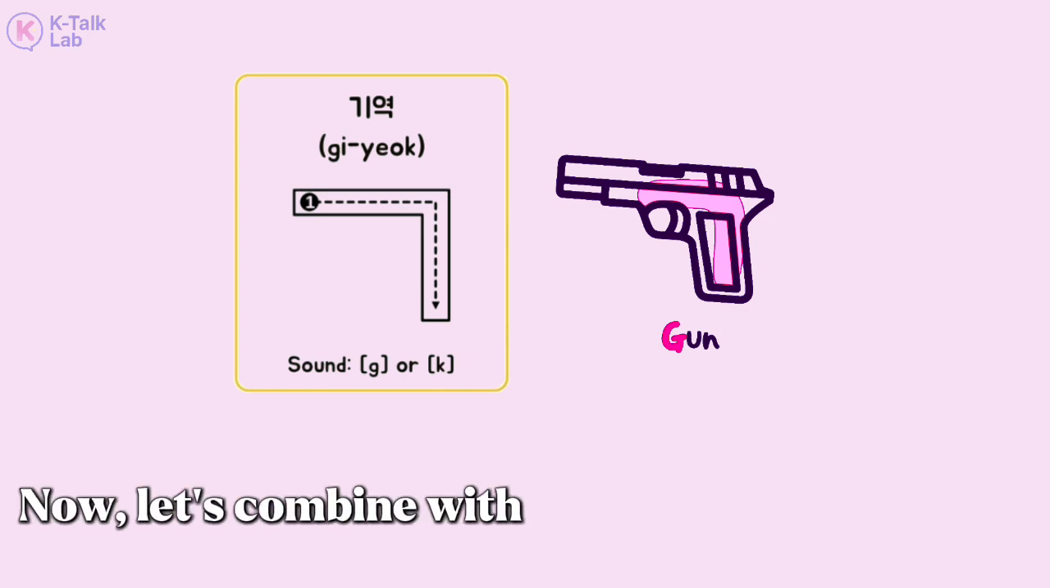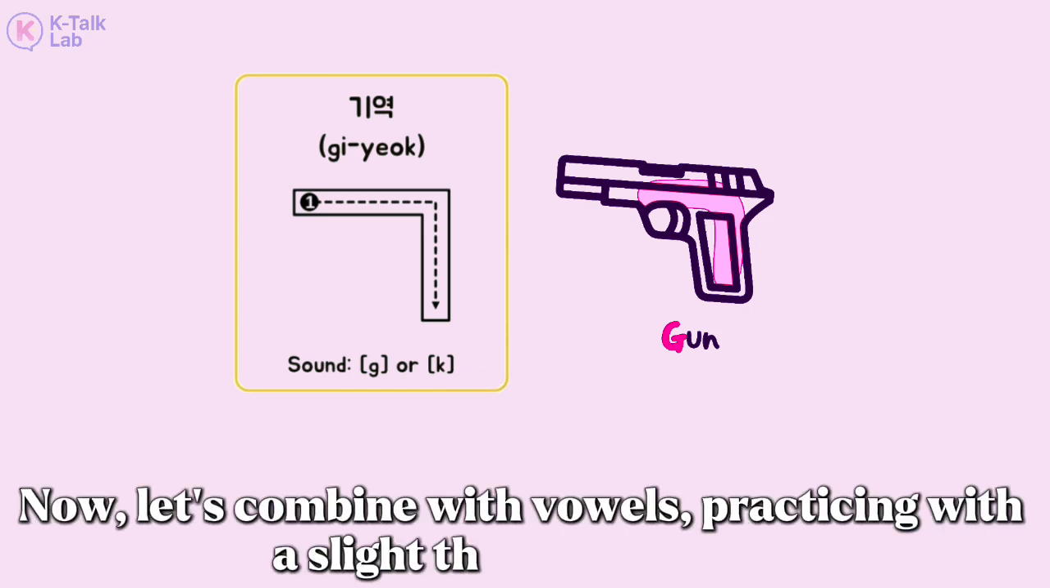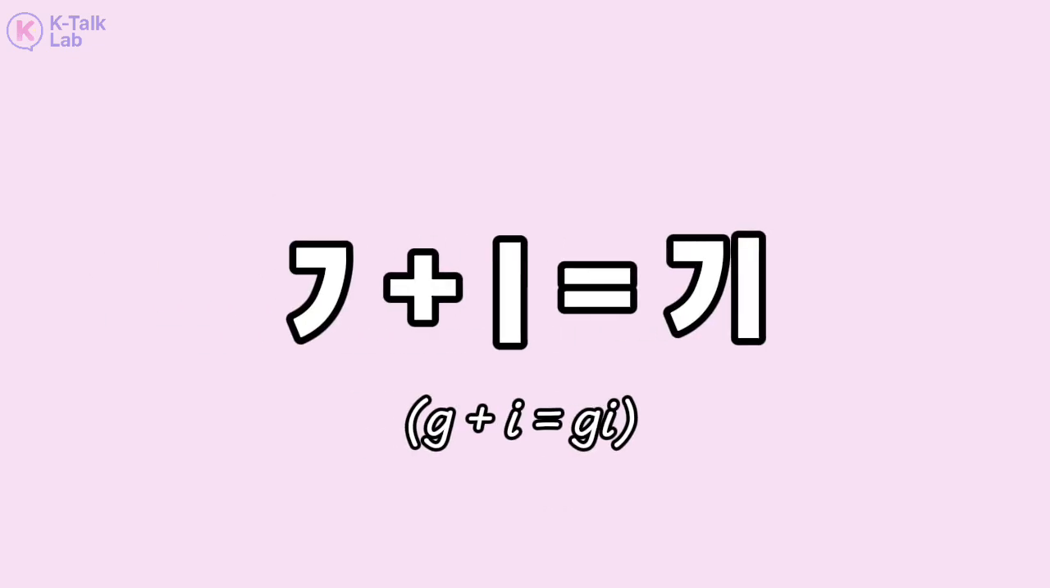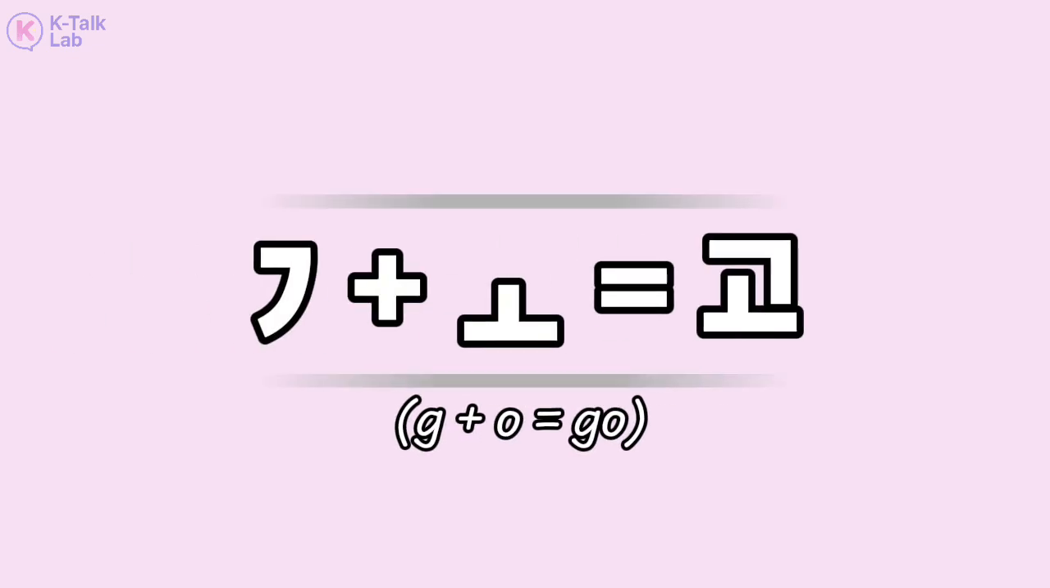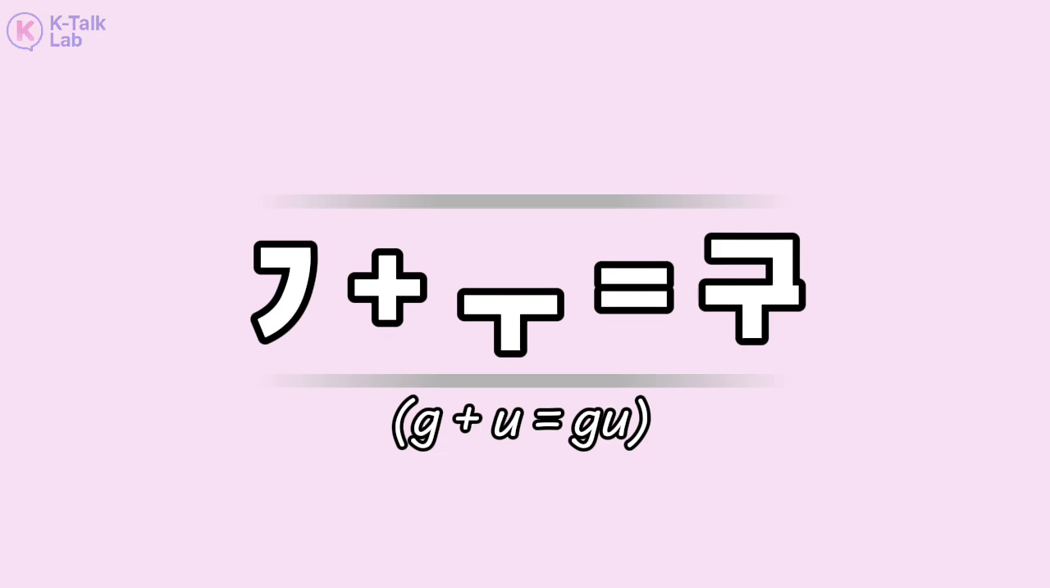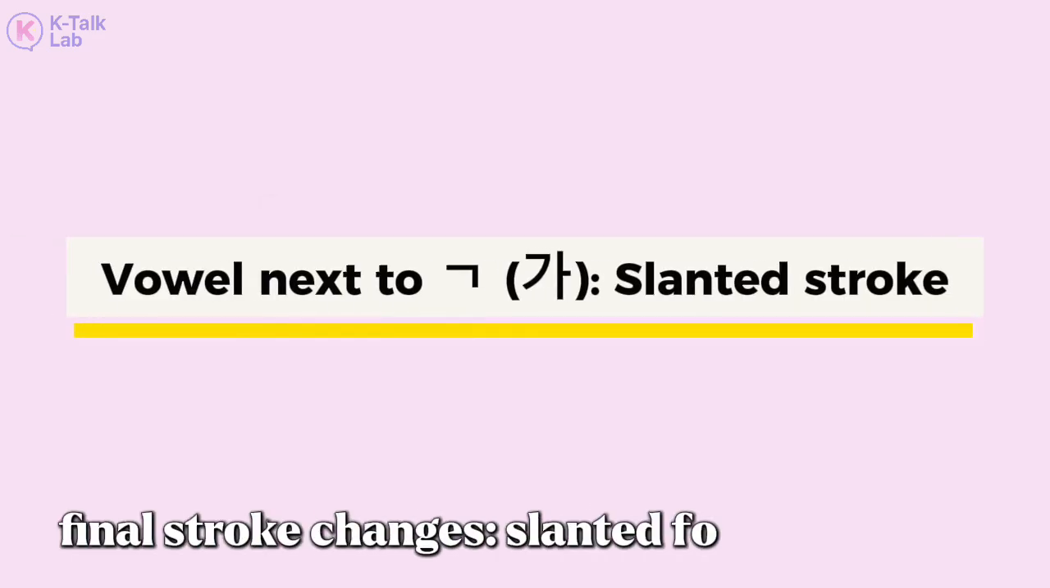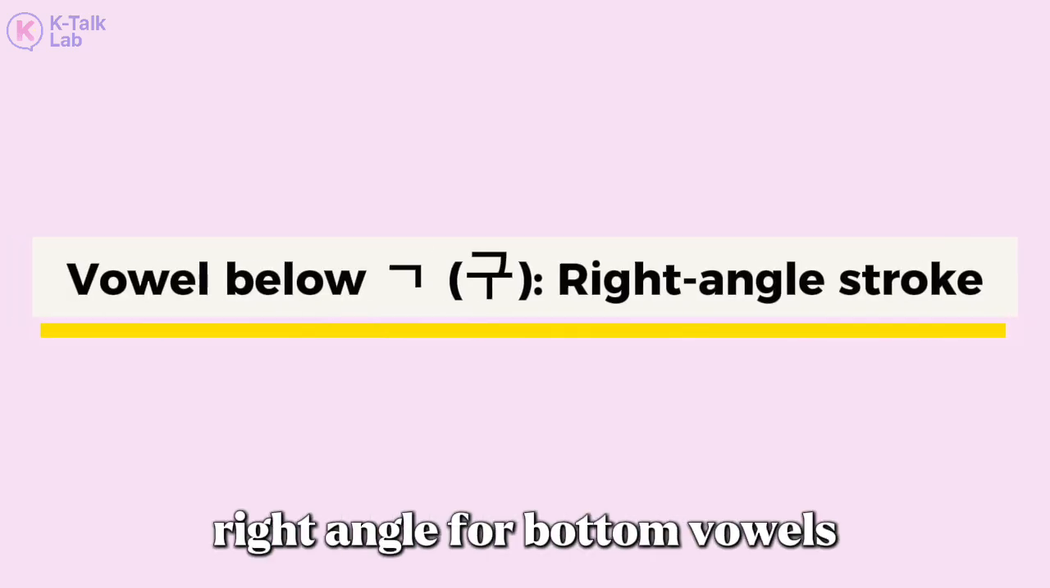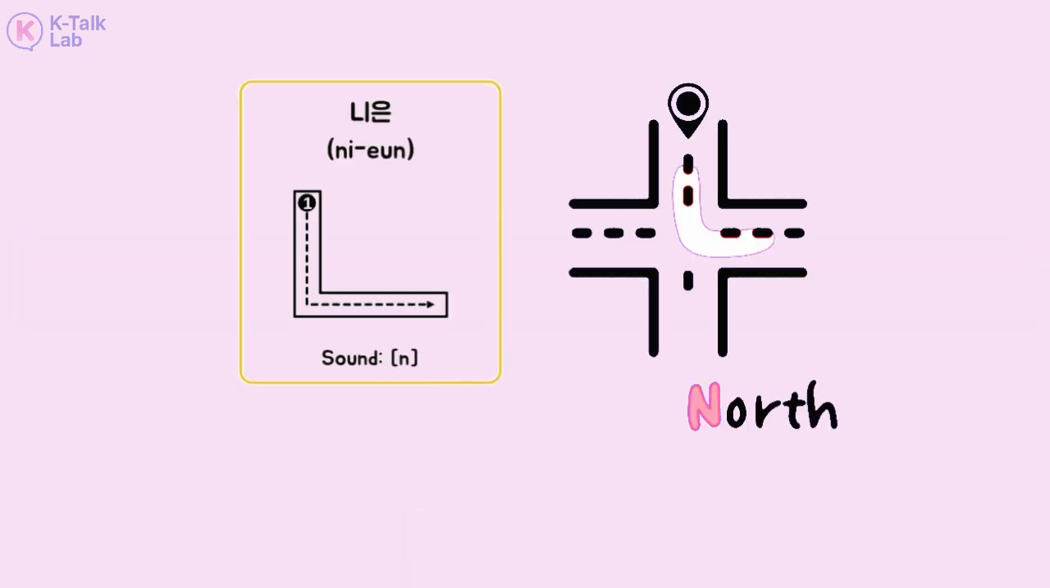Now, let's combine with vowels, practicing with a slight throat pressure. We have 가, 기, 고, 구. Notice how gi-yeok's final stroke changes: slanted for side vowels, 가, right angle for bottom vowels, 구.